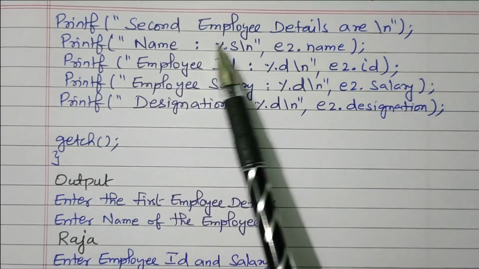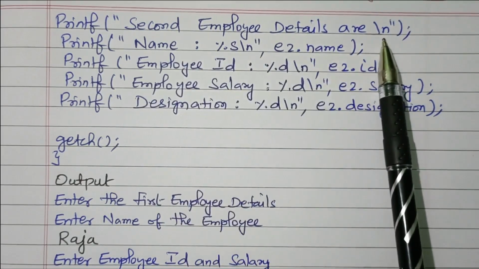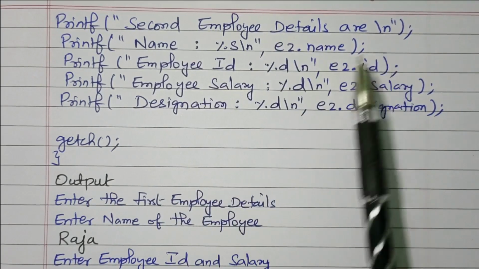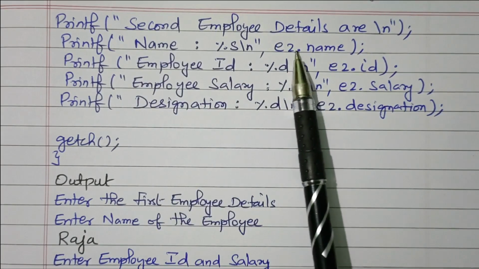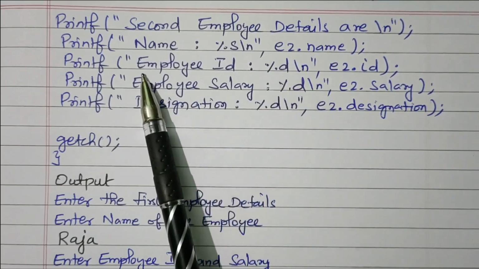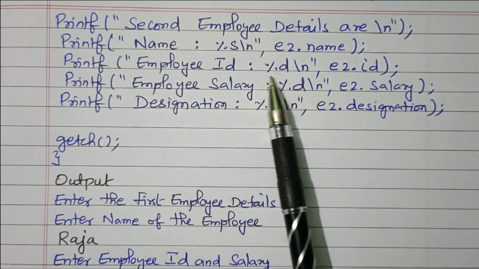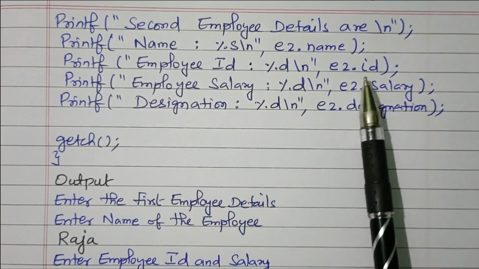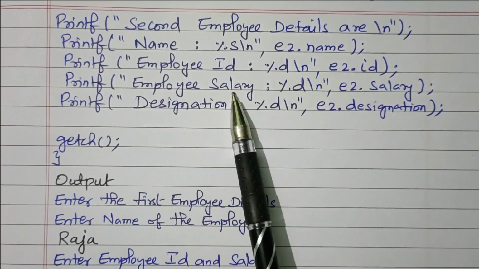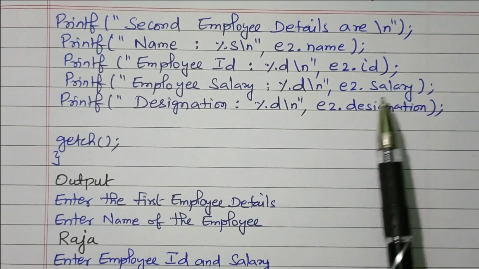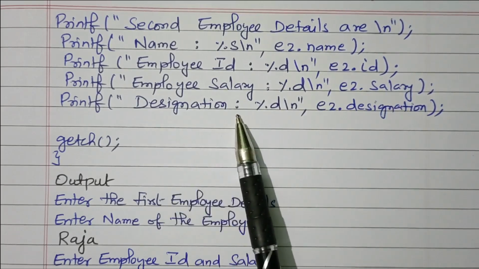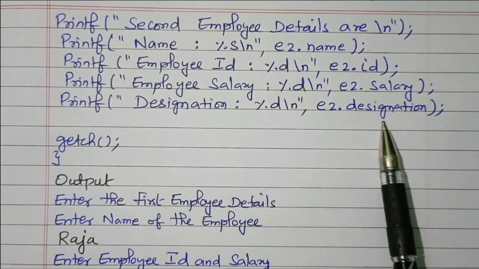Print of second employee details, \n means after printing it will go to the next line. Name: %s, E2.name, the second employee name. Employee ID: %d, E2.ID. Employee salary: %d, E2.salary. Designation: %s, E2.designation.